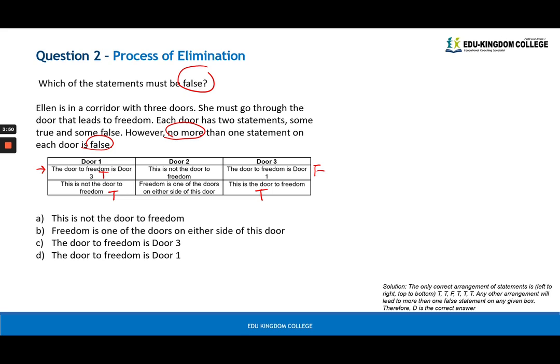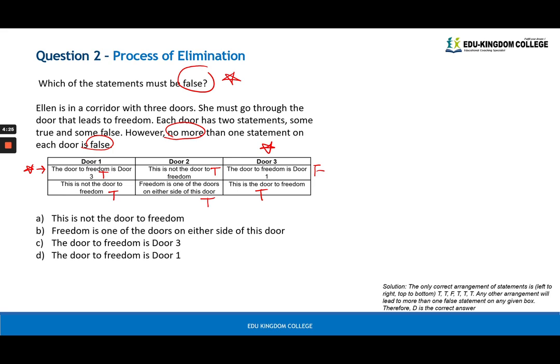Looking at door 2, this is not the door to freedom. This one is true. Freedom is on the doors on either side of this door. Also true because it's door 3. This is the door to freedom. So now this has logically worked out for us. If it doesn't, then you need to try again, and obviously then you'll try if this is false, and then it should work out. But yeah, it worked out first time round, so therefore this is a correct combination. Note, we are looking for the false option, not the true one.